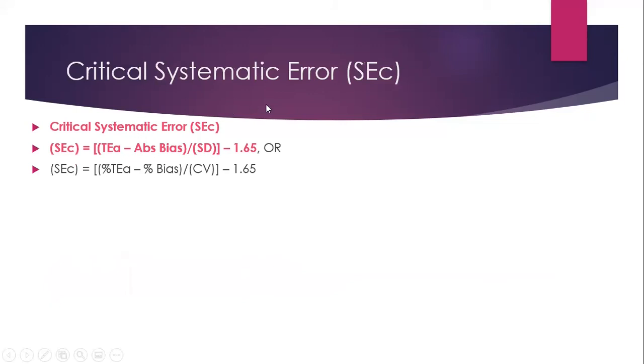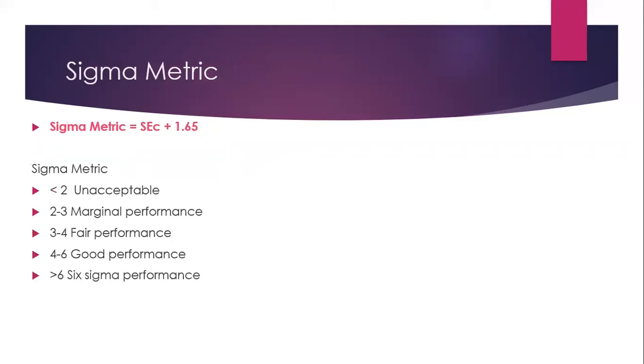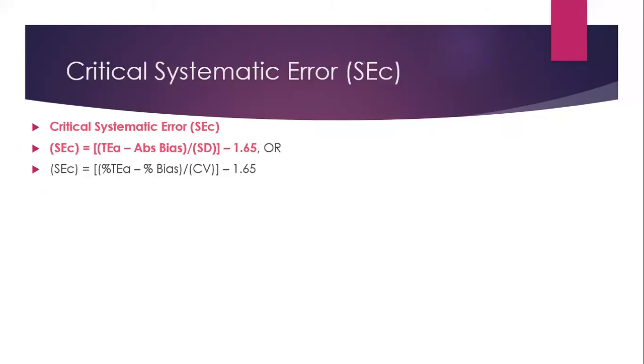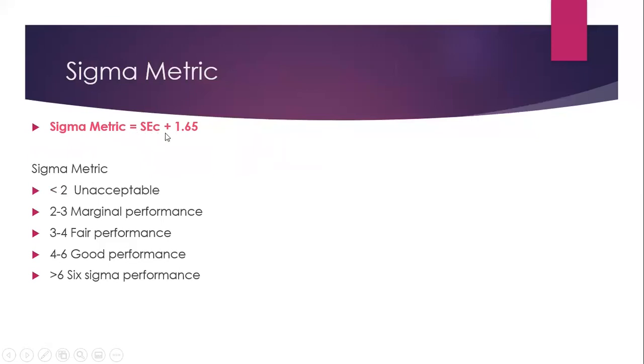What is critical systematic error? Critical systematic error is equal to the total allowable error minus absolute bias, divided by standard deviation, minus 1.65. What is the sigma metric? The sigma metric is the critical systematic error, that is SEc, plus 1.65.